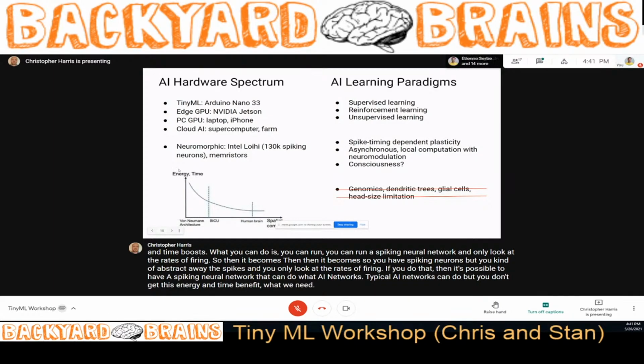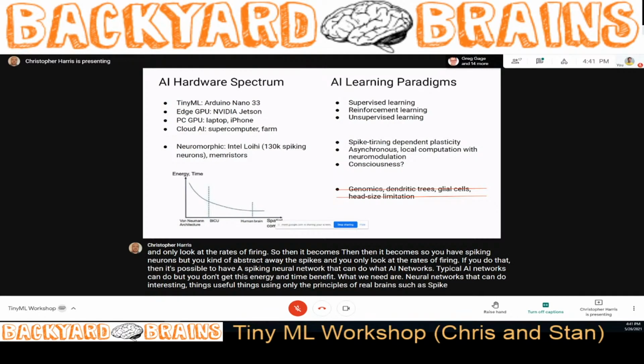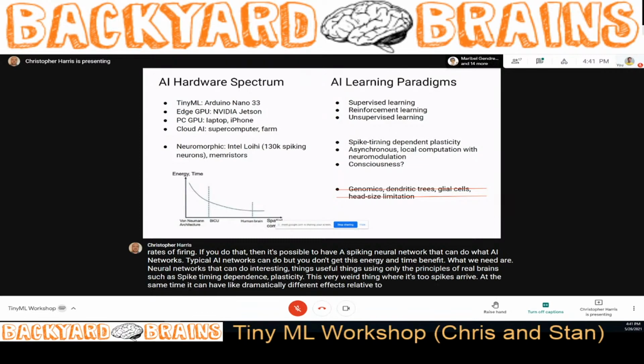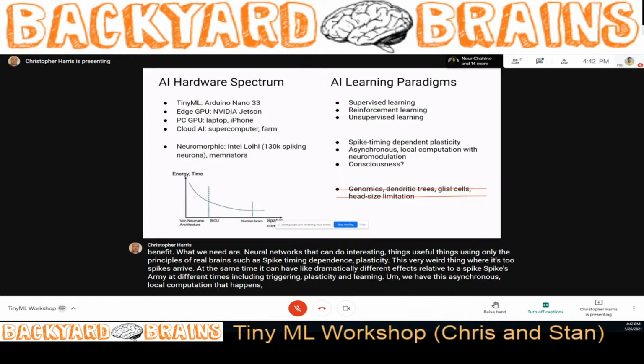What we need are neural networks that can do interesting, useful things using only the principles of real brains, such as spike timing dependent plasticity. This very weird thing where if two spikes arrive at the same time, it can have dramatically different effects relative to spikes arriving at different times, including triggering plasticity and learning. We have this asynchronous local computation, so the memory is in the synapses, in the trained weights, and you don't need to shift back and forth between memory and computing.